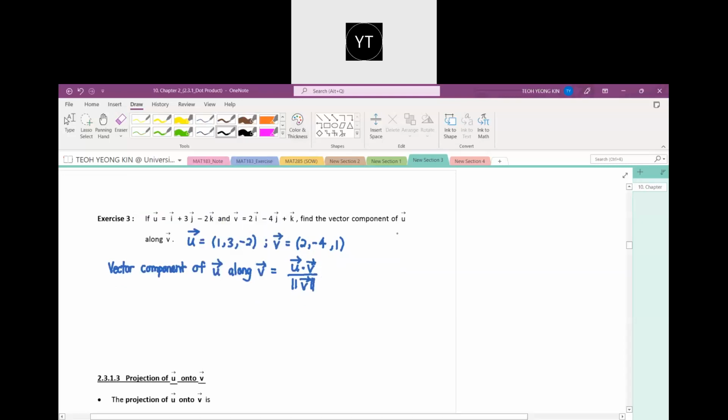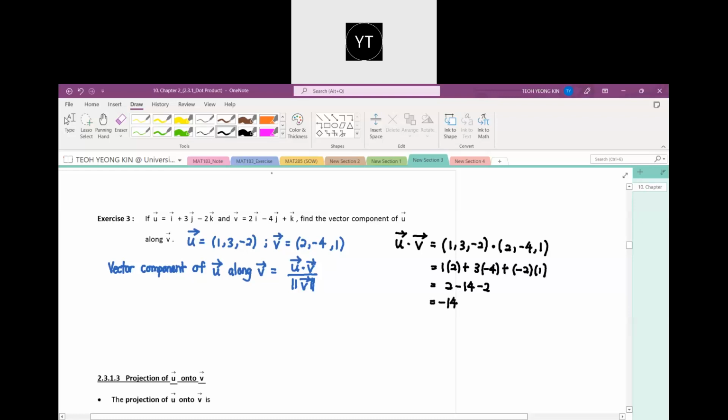First, I try to find the dot product of vector u and vector v. Here, the vector u is (1, 3, -2), whereas the vector v is (2, -4, 1). So the dot product will be 1 times 2 plus 3 times negative 4 plus negative 2 times 1.